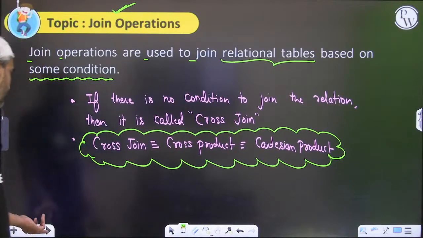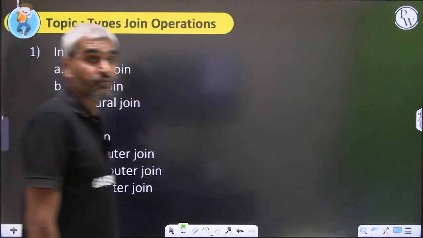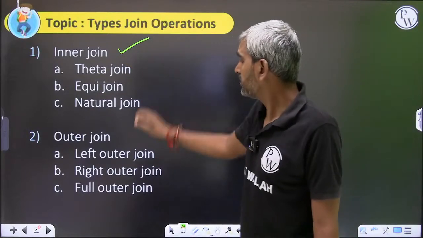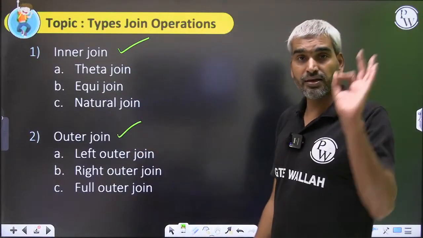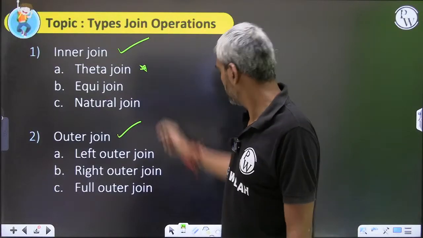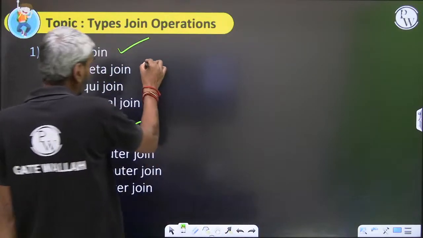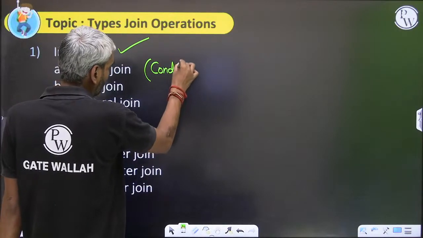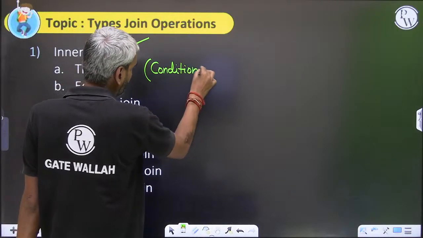Now let's look at the classification. Broadly, we classify the join operation into two types: inner join and outer join. Within inner join, there are other classifications. First one is theta join. This theta join is also known as conditional join. So they may say theta join, they may say conditional join.